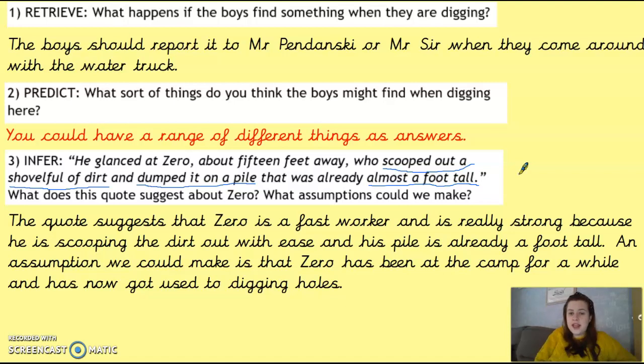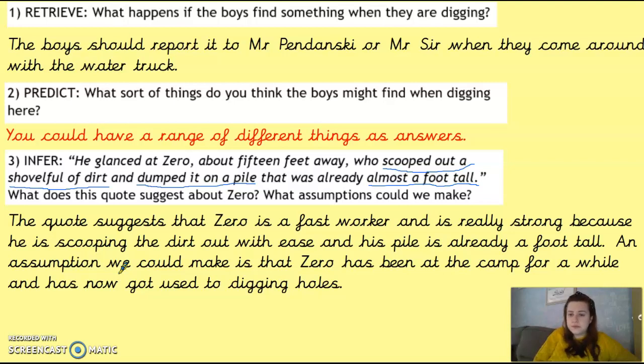So the fact that he has already got a pile that's a foot tall and that he's scooping it out, he's scooping shovelfuls out at a time, so he's not struggling, he's just dumping it on. So he's a fast worker, he's really strong because he's scooping the dirt out with ease, and the ground is obviously really hard, and his pile's already really tall. So we can assume from that knowledge that maybe Zero's been at the camp for a while, because he's used to it. So Stanley hasn't been there for a while, so he is struggling and he hasn't started. But Zero has got into it, done it really well. So we can assume that maybe he's been there for a while.